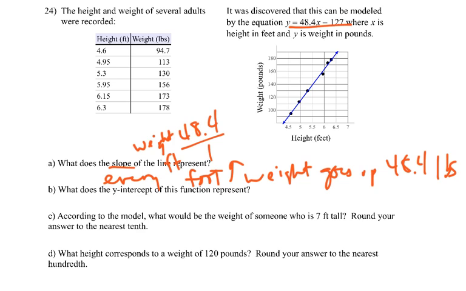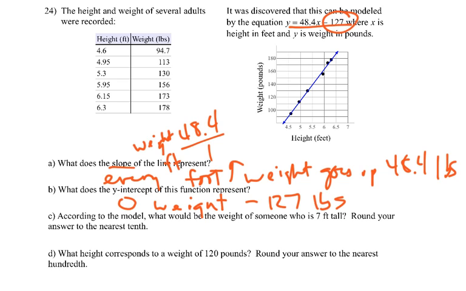So the y-intercept would be, taking it back down, what if we had a 0 height? What would our weight start out as? Which doesn't make a whole lot of sense in this situation, does it? But that would be at a negative 127 pounds, which you can't really have negative pounds, but in this model, that's kind of the situation we get.